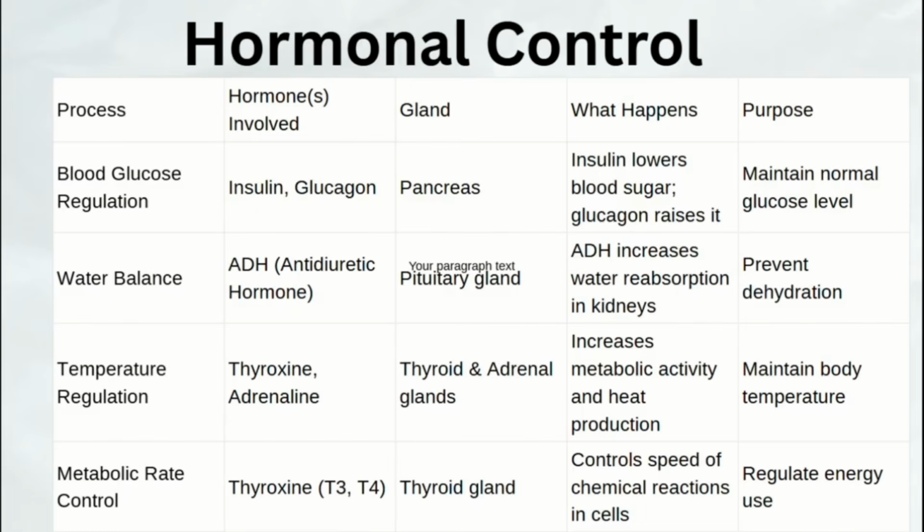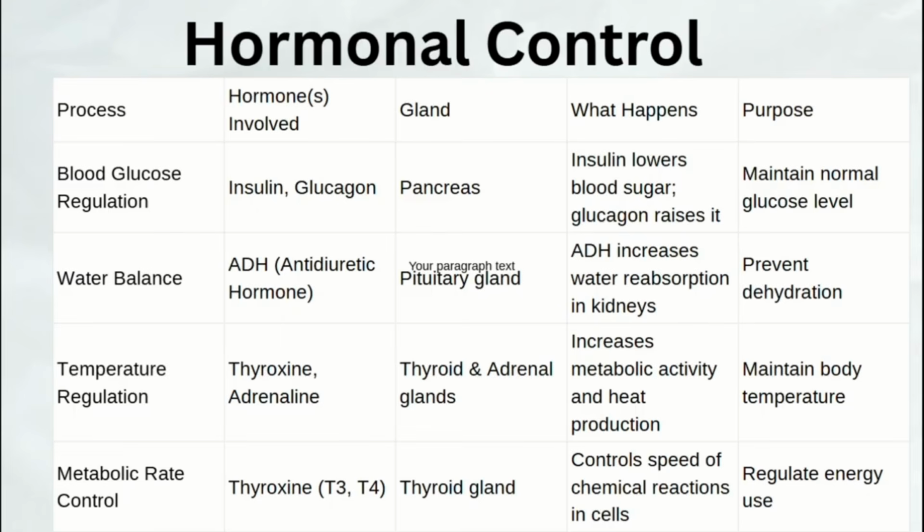So blood sugar, that's a very popular one, as I said before, and they love insulin and glucagon, because this is especially popular for people who have diabetes, because the insulin is going to lower the blood sugar and the glucagon is going to raise it. If we're talking about water balance, then you have the pituitary gland producing ADH, and the ADH increases water reabsorption in the kidney and prevents dehydration.